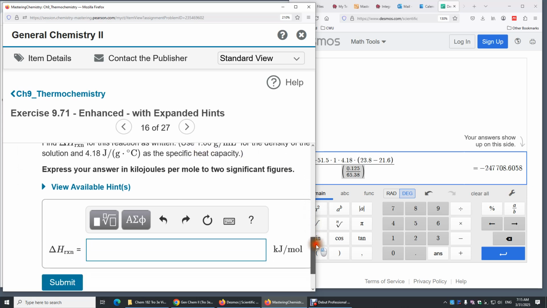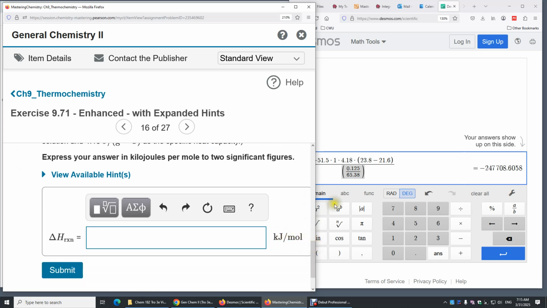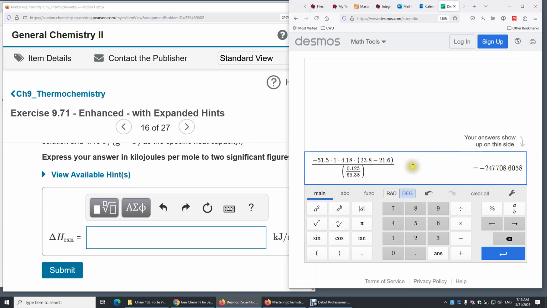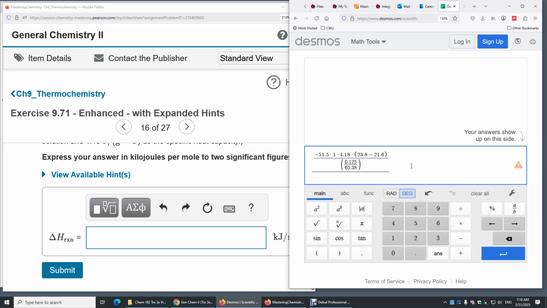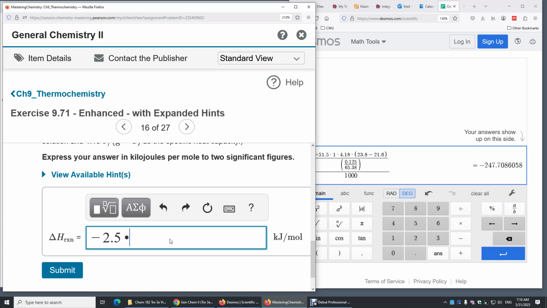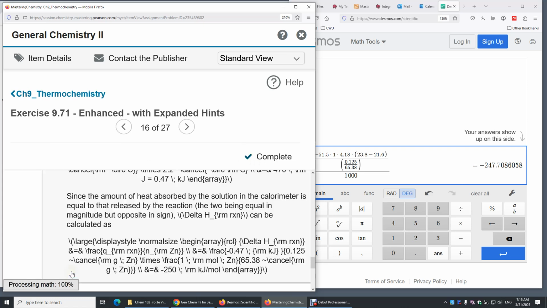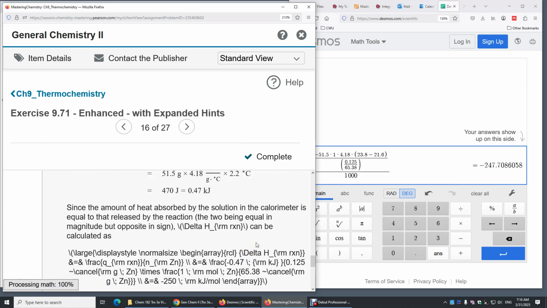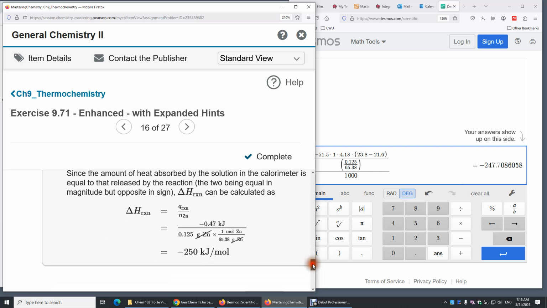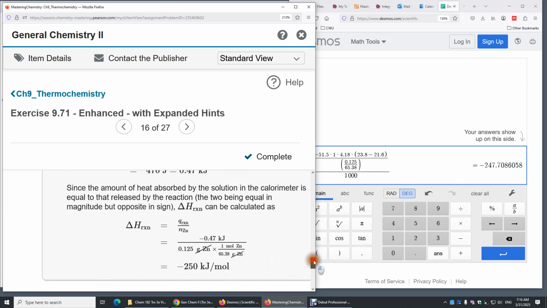Now let's check the unit here. It has to be kilojoules per mole. That means we need to divide this by 1,000. And now we convert it to kilojoules per mole. We need 2 sig figs. Alright, 2 sig figs, so it's going to be negative 2.5 times 10 to the power of 2. Alright, same answer here, negative 250.